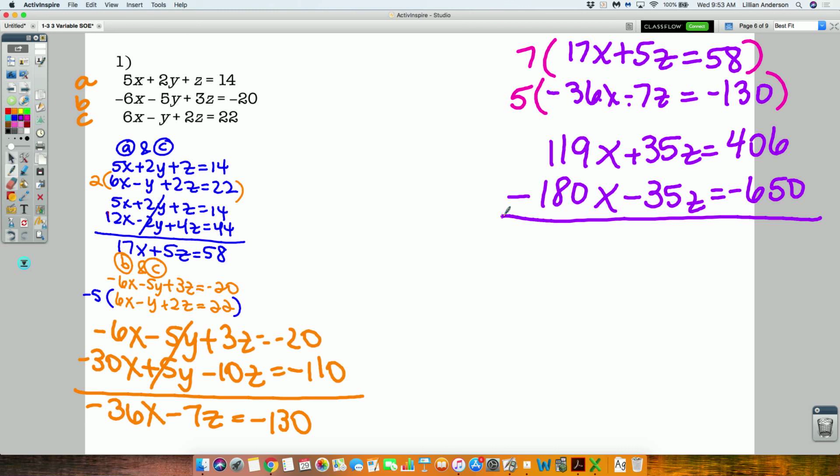My z's cancel out. What's 119 minus 180? Negative 61 x. What's 406 minus 650? Oh, negative 244. Negative 244.